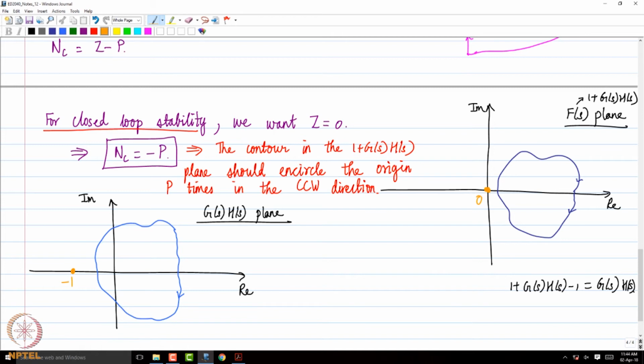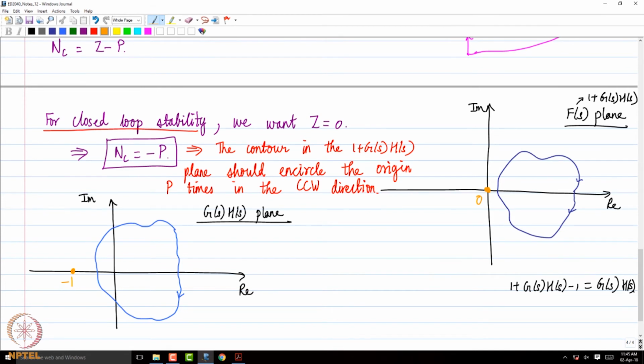If P is a non-zero number, then that means the open loop system is unstable. P indicates open loop poles within the contour. You can have an unstable open loop system. The question is whether by feedback you stabilize it, right? That's what you are asking. You can have that, right?